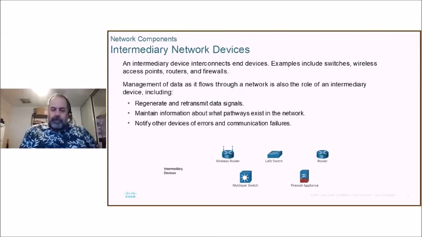As signals move through media, they weaken or attenuate, and because they're digital signals, as long as they are interpretable, they can be regenerated into full strength digital signals by these devices. Maintaining information about pathways is routers exchanging routes using routing protocols. And of course, notifying other devices of errors and communication failures, so ICMP, Internet Control Message Protocol, will normally do that kind of stuff.